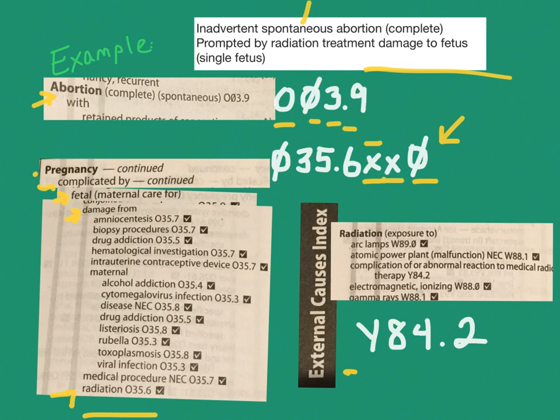There we find a main term for radiation exposure to, and we have a very specific subterm here that relates to our exercise. Radiation, complication of or abnormal reaction to medical radiation therapy or radiotherapy. This leads us to code Y84.2. So again, we'll talk more about these external cause index codes in a few weeks when we discuss our injuries chapter.